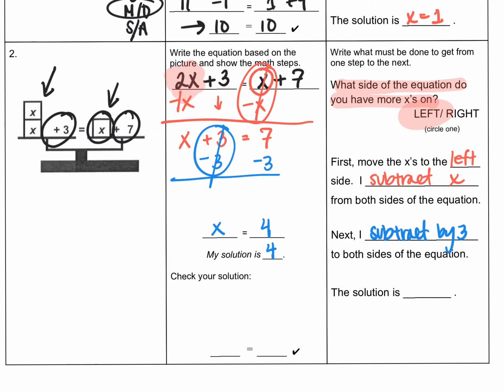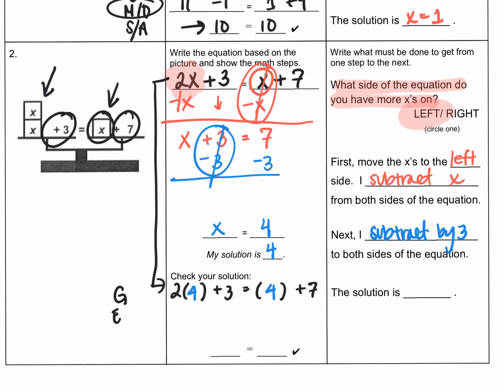Now I need to check my solution to make sure that it's right. So I'm going to copy down my equation from above, but instead of x, I'm just going to write some parentheses so I can fill it in with what I got for my solution. The solution that I got was 4. And then again, I'm going to follow GEMS, or order of operations. There's no grouping, there is no exponent, but there is multiplication. So I have 2 times 4, which is 8.